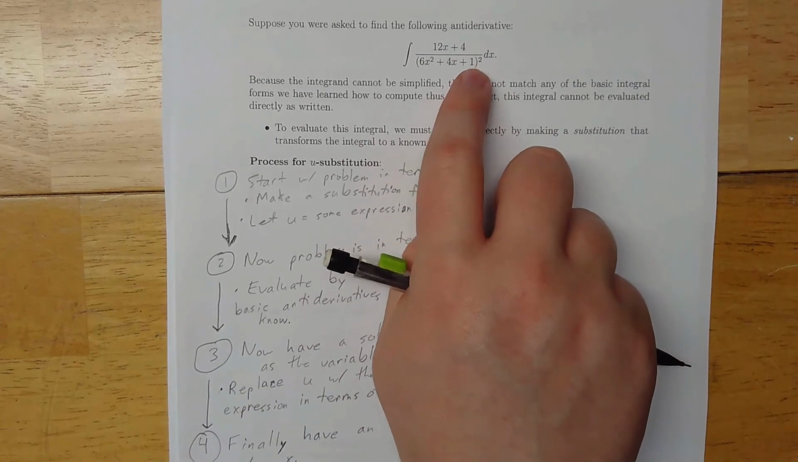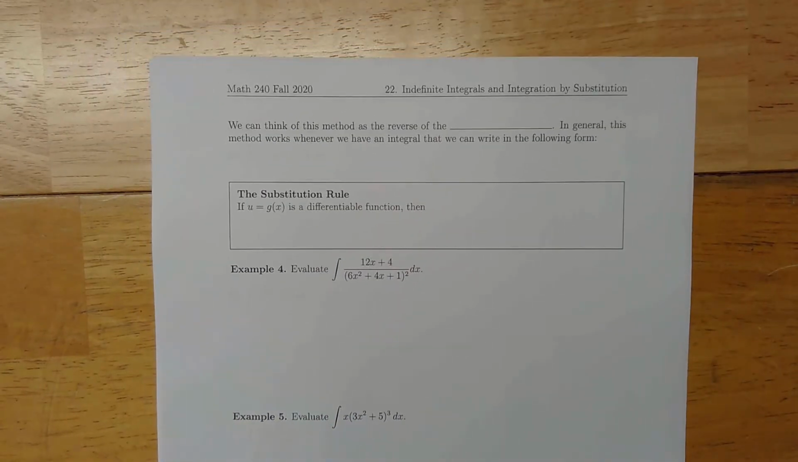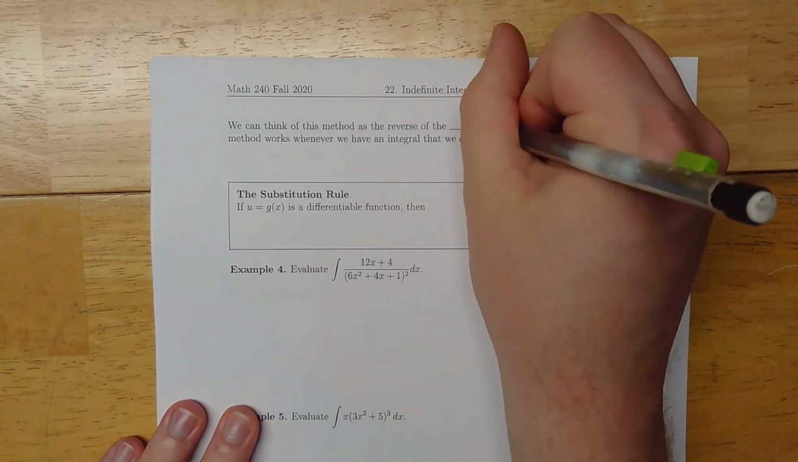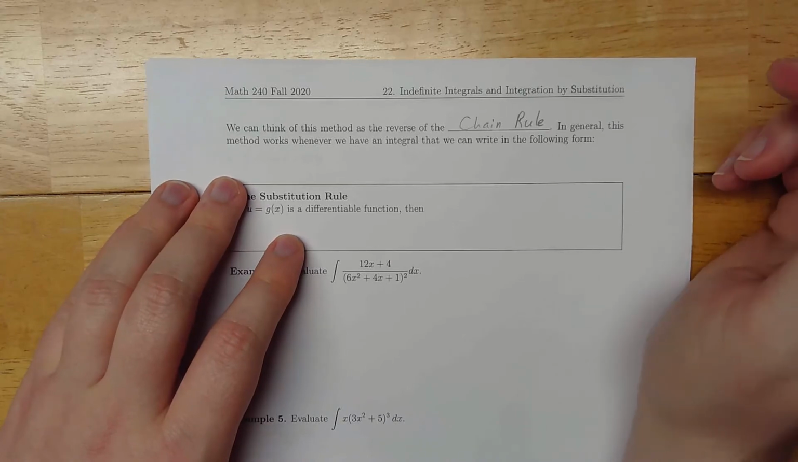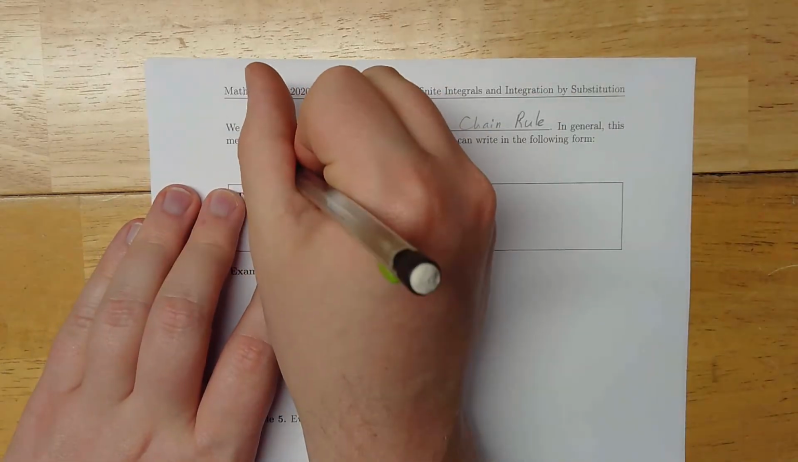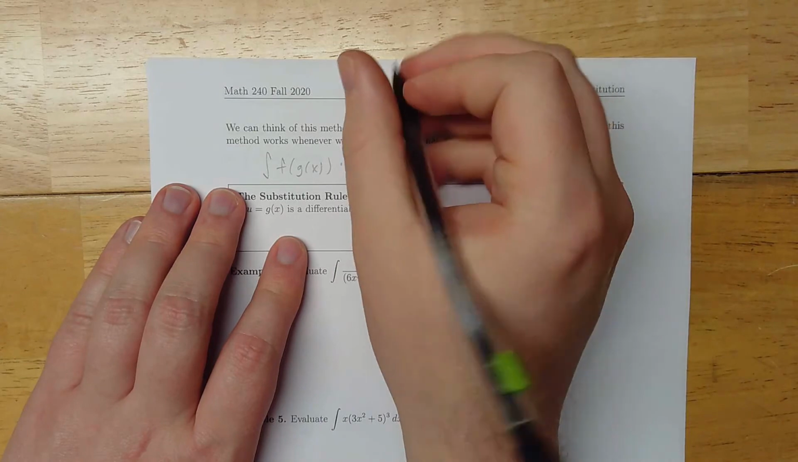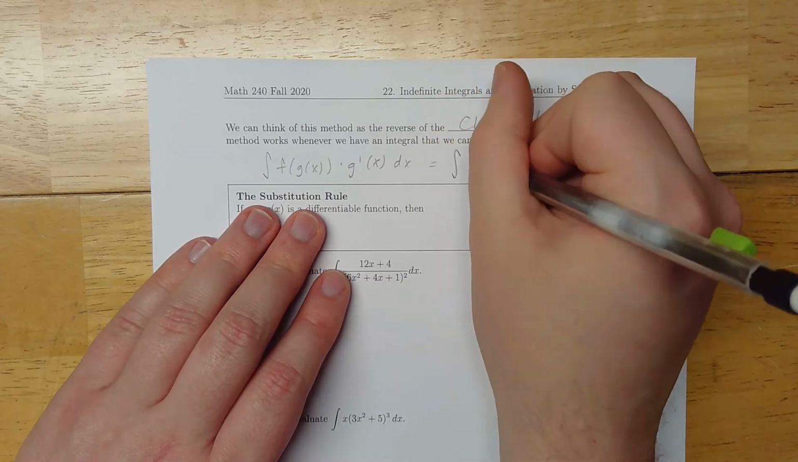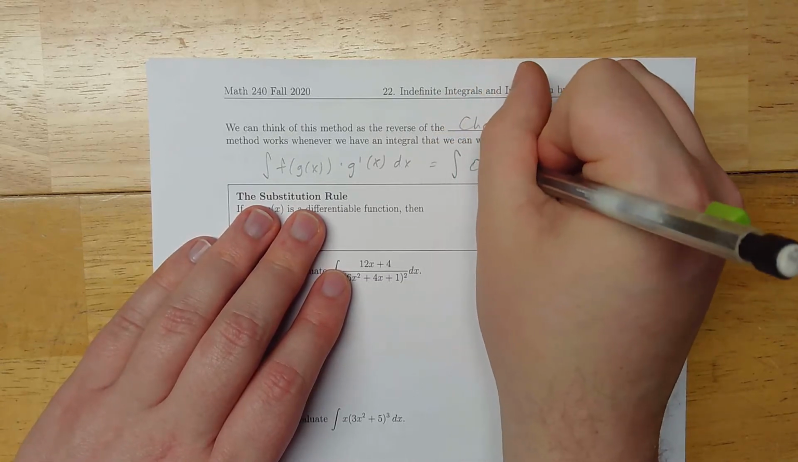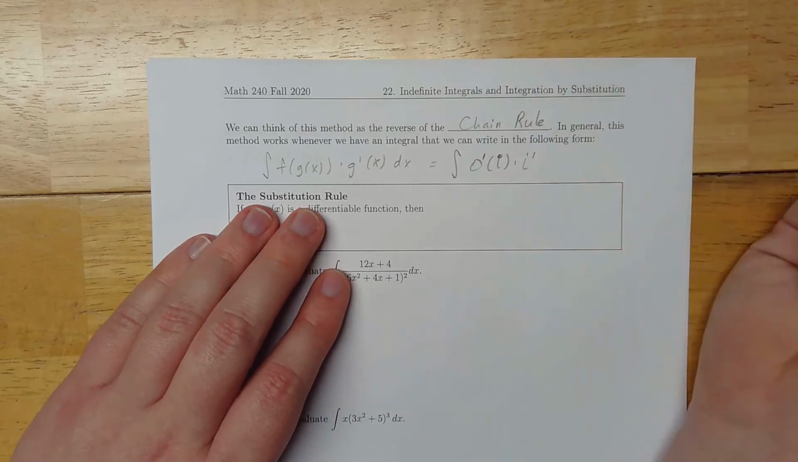And they'll help us deal with less kind antiderivatives such as this one. So the logic here and the reasoning behind this is you can think of this as being the reverse of the chain rule. In general, this works whenever we have an integral that could be written in the form integral of f of g of x times g prime of x dx, which we could also think of as being the derivative of the outside with the inside plugged in times the derivative of the inside.